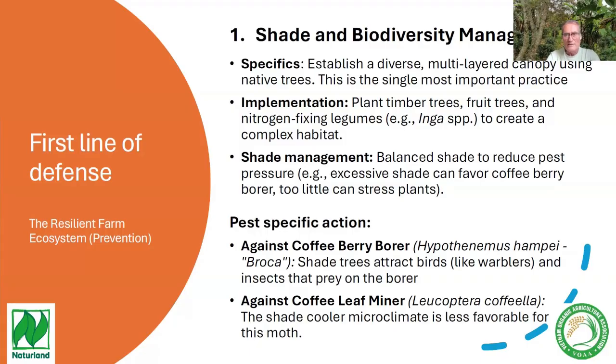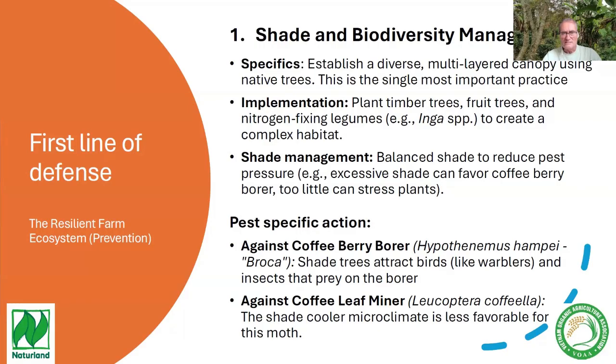And of course, as we mentioned also in the last two online courses, shade management actually is quite important to have a good balanced shade to reduce pest pressure. So if you have too much shade, it's not good because you may get problems with some coffee berry borer, but you may also get some problem with some fungal diseases. And if you have too less shade, you also stress the plants because there is too much sun or there are other factors.